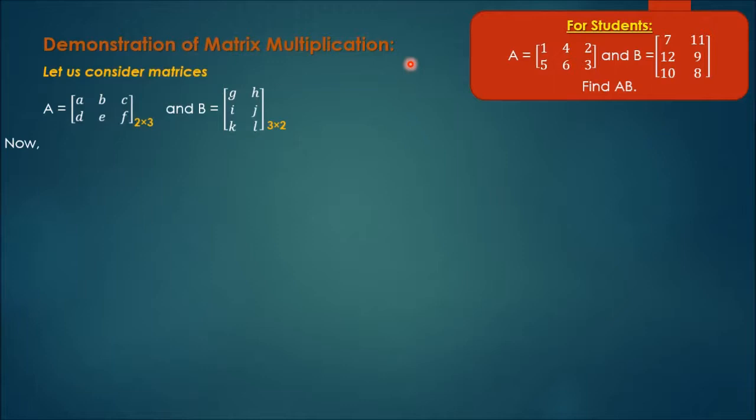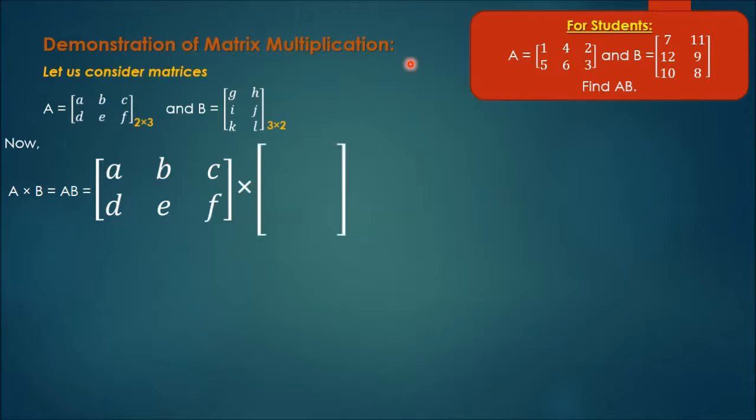Okay, so now A cross B. Now follow the steps whatever you see on your video. Now there is a matrix A right now, and multiply matrix B.